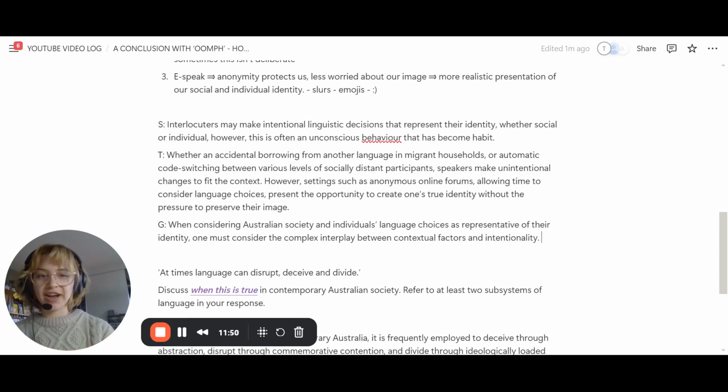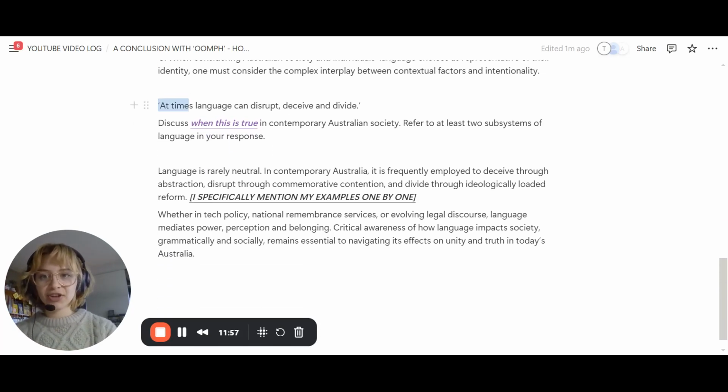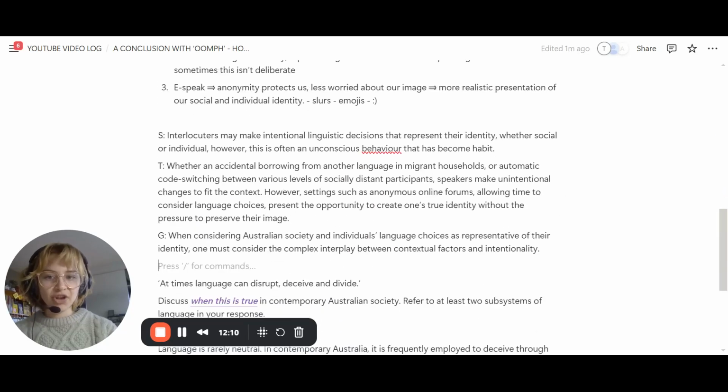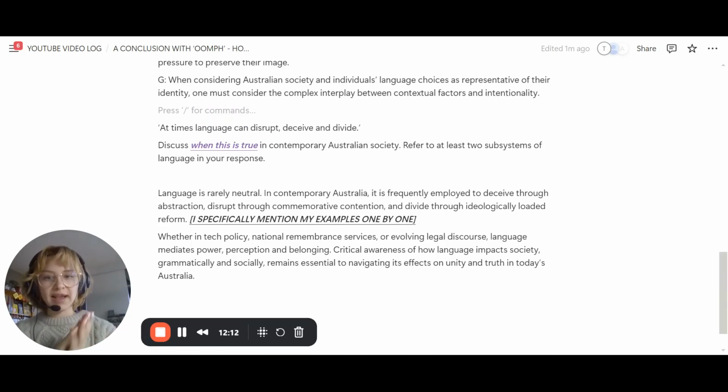I'm now going to read you guys an already really high scoring conclusion from my colleague Samantha for the 2022 topic, which we actually both wrote our final exams on. At times, language can disrupt, deceive, and divide. Discuss when this is true. I think this was also a discuss when this is true. So, language is rarely neutral. In contemporary Australia, it is frequently employed to deceive through abstraction, disrupt through commemorative contention, and divide through ideologically loaded reform.